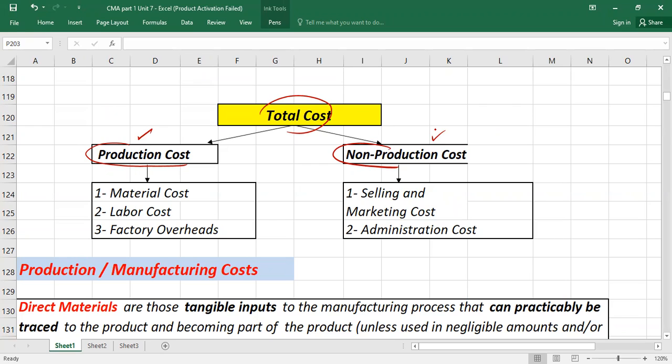And then these components I'm going to open. The first component is called what? Material cost. Second is called what? Labor. And third is called what? Factory overheads. Actually, you have to understand what is production cost.